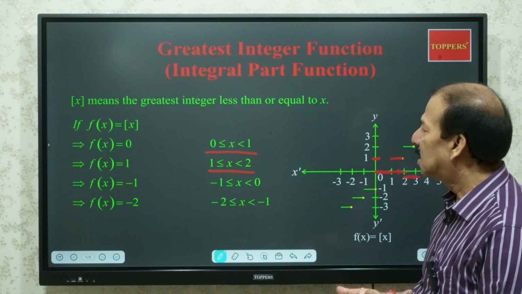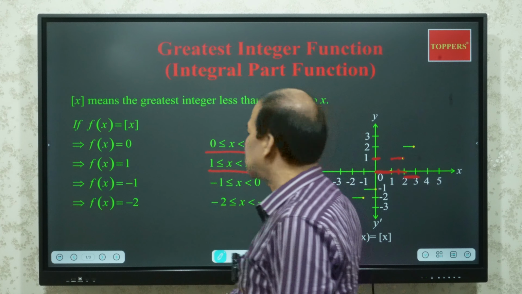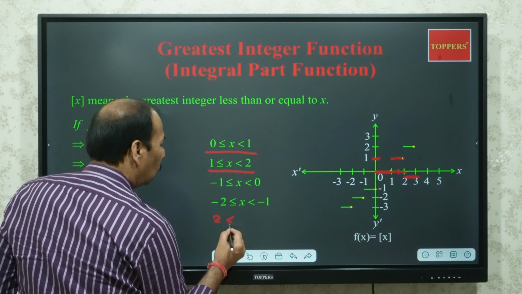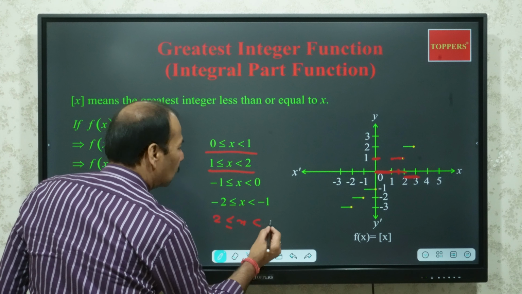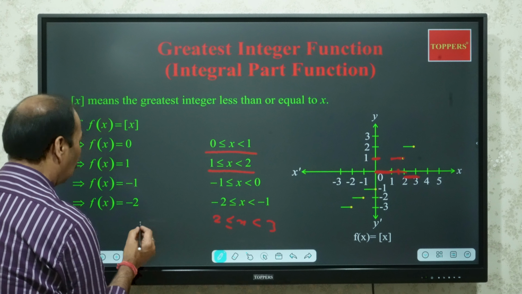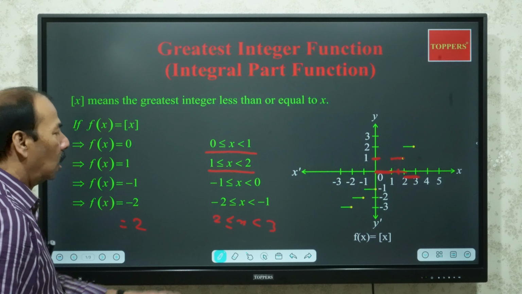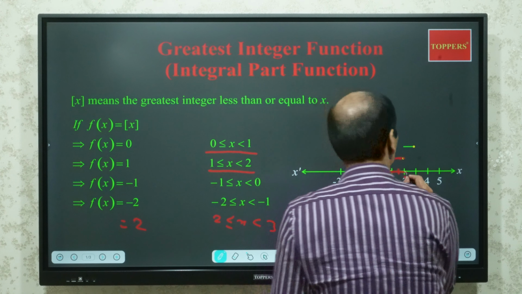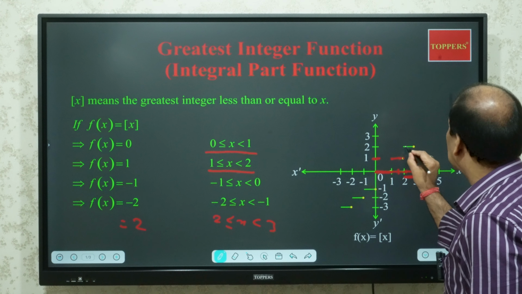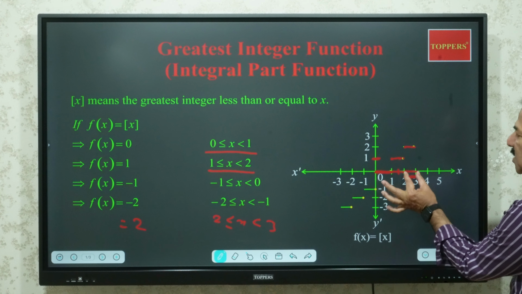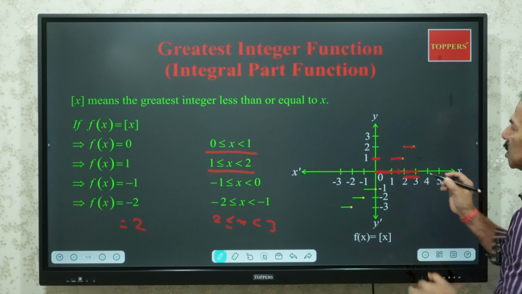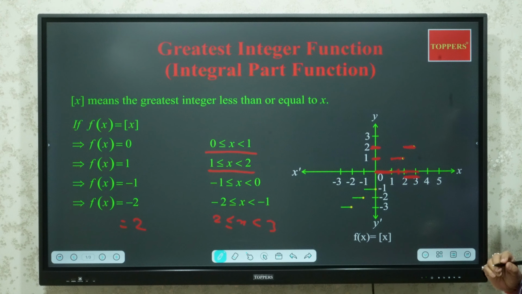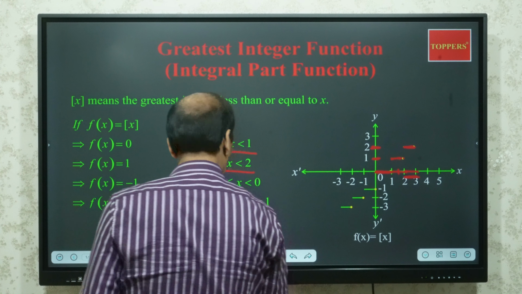So if you consider 2 to 3, that 2 to 3 is not mentioned here. So if we consider that 2 less than or equal to x and x less than 3, this will be equal to how much? This is equal to 2. 2 to 3, f of x will be equal to 2. So y within this interval of x is always 2. So the graph will be accordingly. Okay, so I think that is clear.